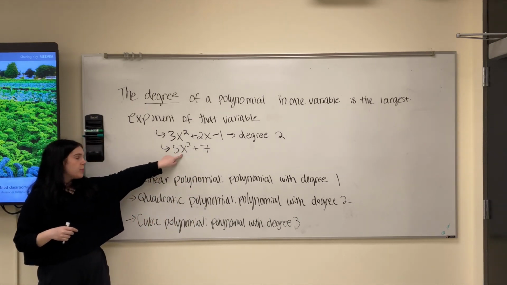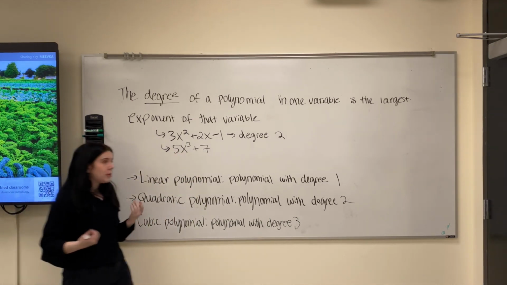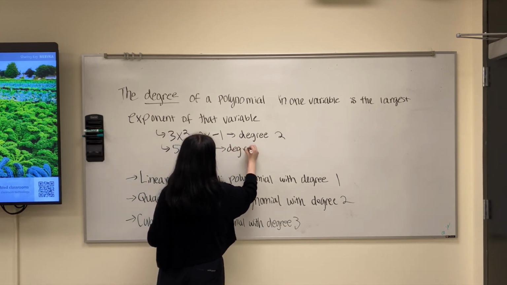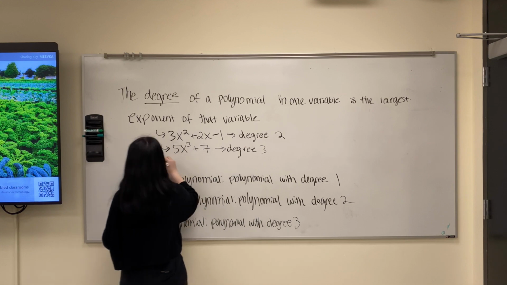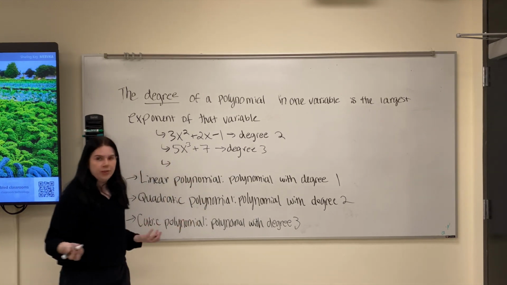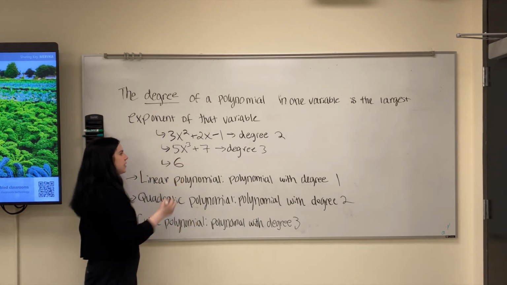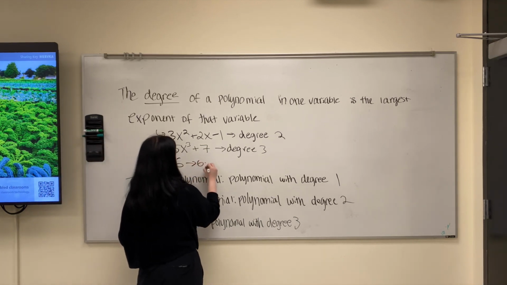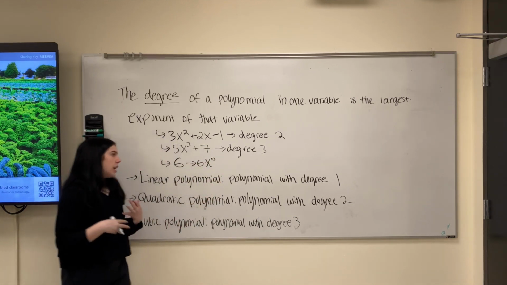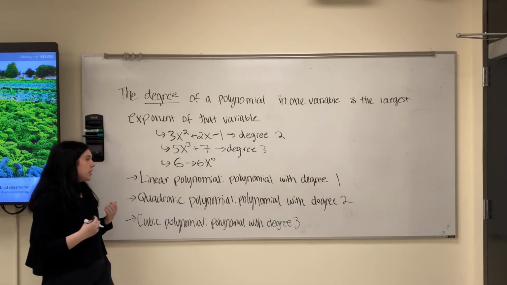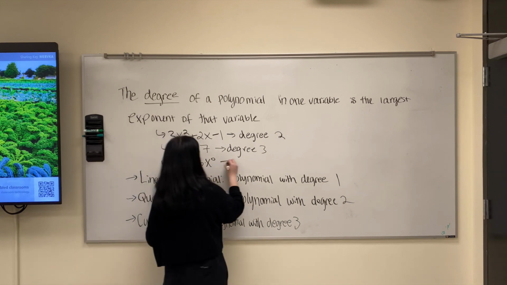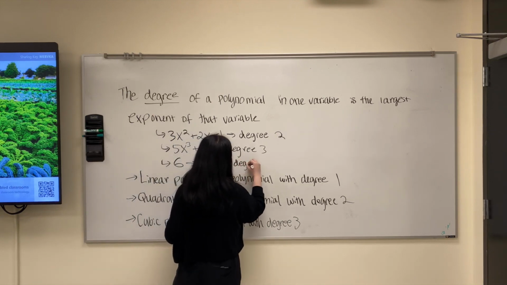The largest exponent of the variable x is 3, so we say that this polynomial has degree 3. And then one more example is the polynomial, let's say 6. So we can think about this as 6 times x to the 0. So the largest exponent of the variable x that shows up in this polynomial is 0. So we say that this polynomial has degree 0.